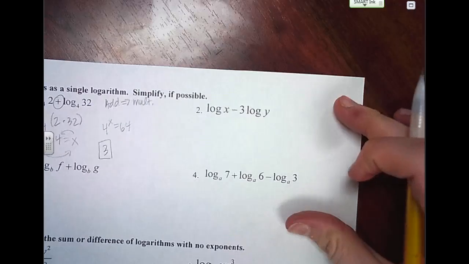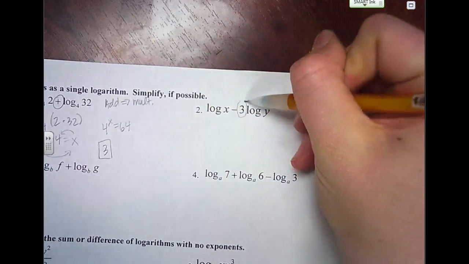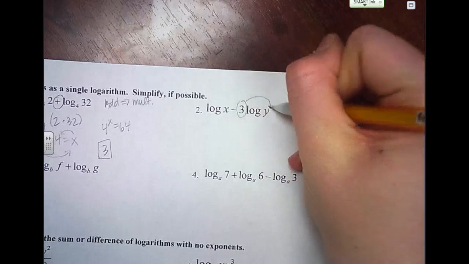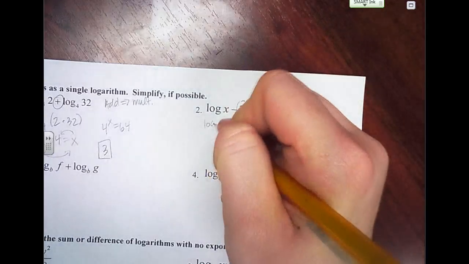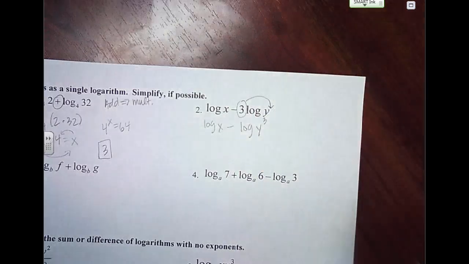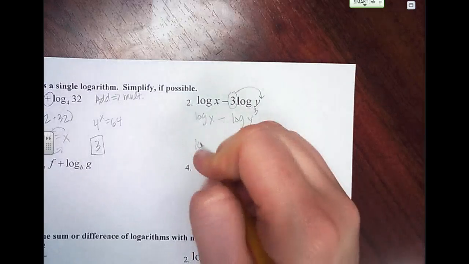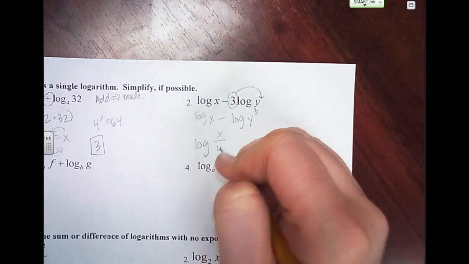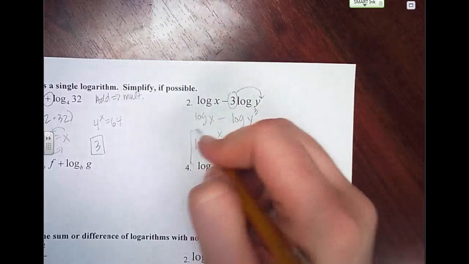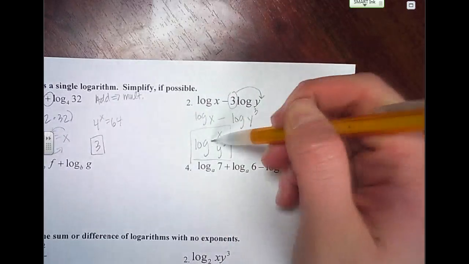Number 2. Now here we've got a couple things. If you see a number in front of the log, you want to do that first. So I'm going to bring this 3 up. That's the power property. So log x minus log y to the 3rd. Then I see subtraction. Subtraction is division, or quotient. So log x divided by y cubed. So we're taking this expression with 2 logs and writing it with 1 log.